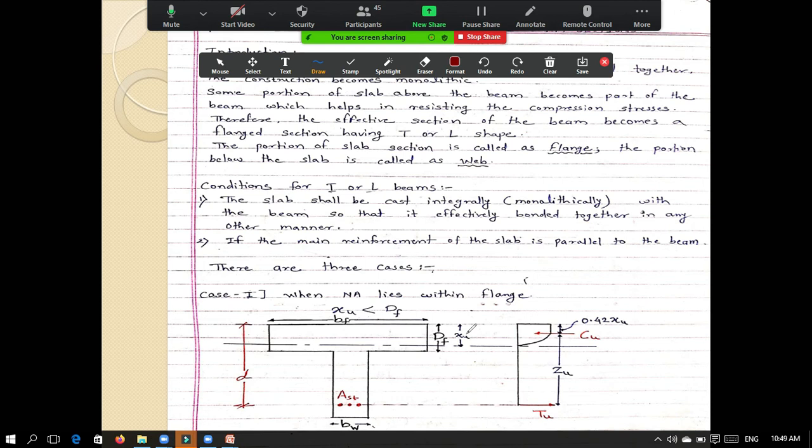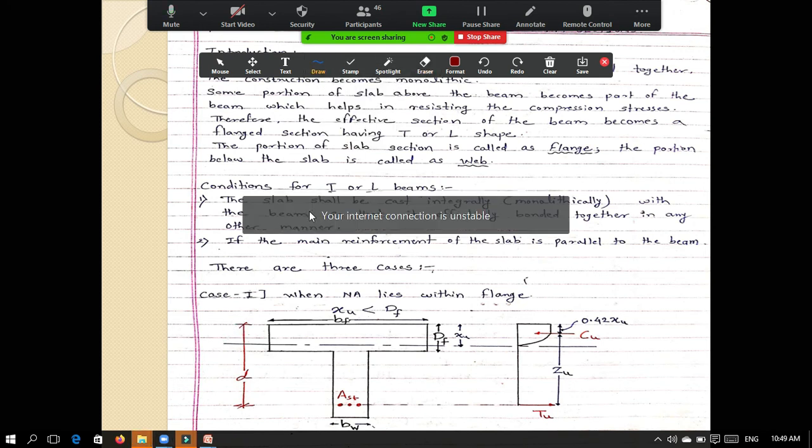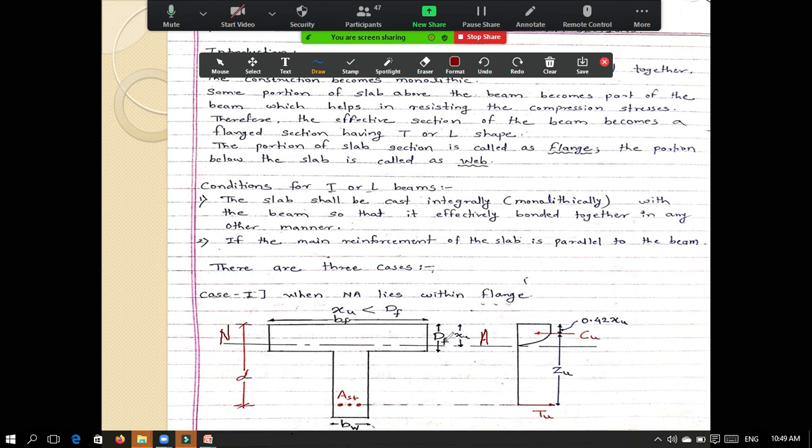If you see, Xu is the distance up to the neutral axis and Df is the depth of the flange. This is your neutral axis. As your neutral axis lies within the flange, your Xu is less than Df. Xu is less than Df.